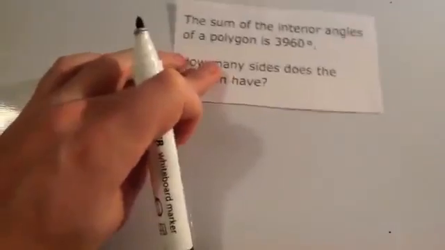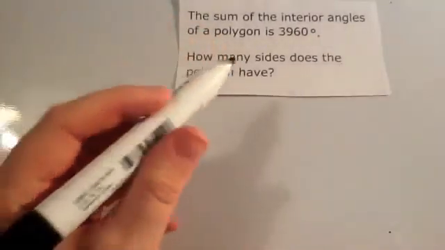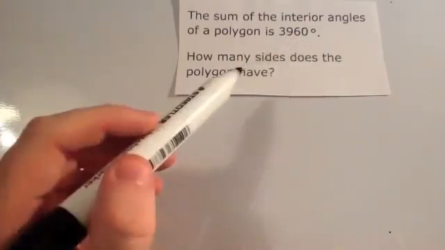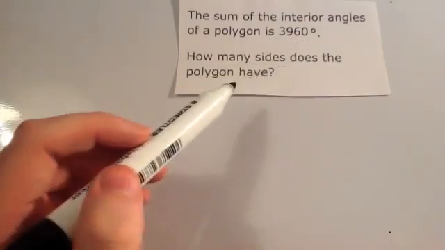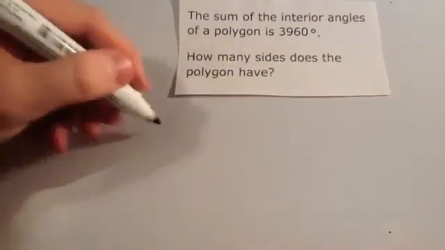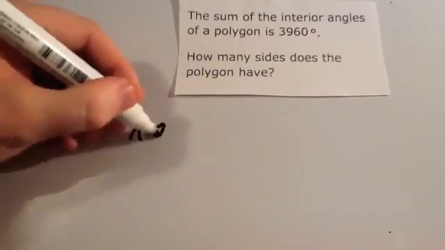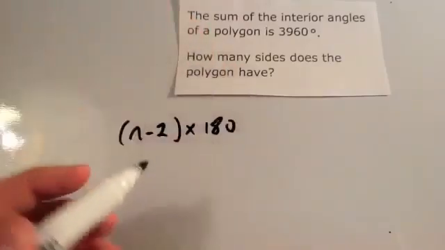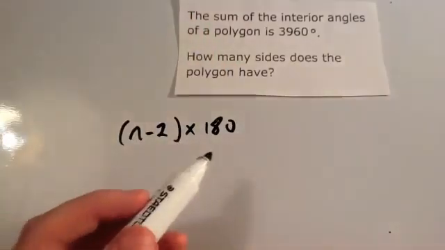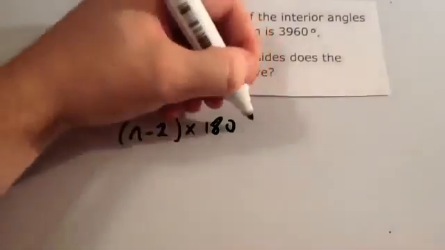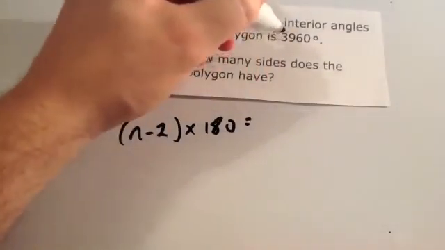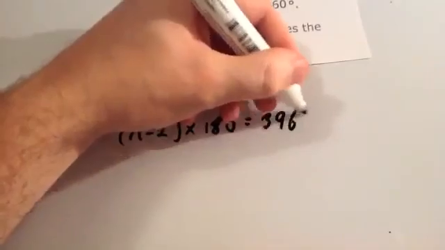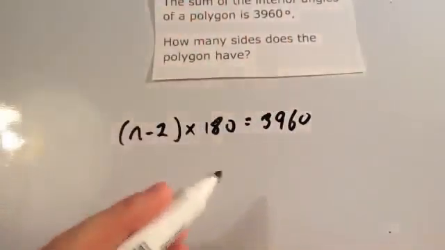Okay, another question. The sum of the interior angles of a polygon is 3960 degrees, and I want to know how many sides this polygon has. So remember the formula: n take away 2 times 180 is what the angles inside of the shape added together give, or the sum of the interior angles. Now we know that is 3960, so that equals 3960. So we just need to solve this equation.